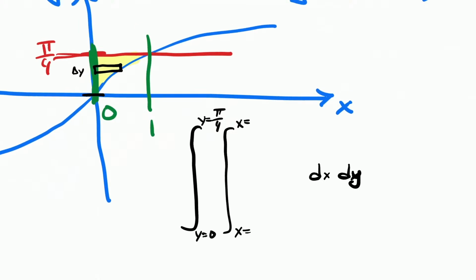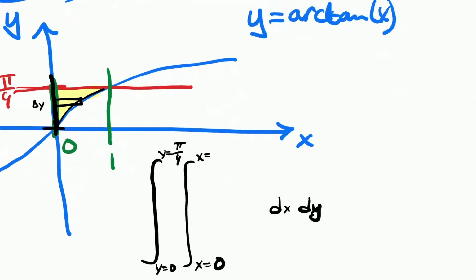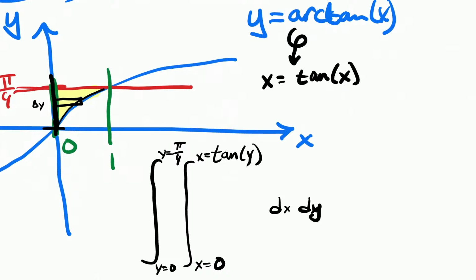Okay, but anyway, so then what's x? X starts at this green line here. So x starts at 0 and ends on this curve. So I need to be able to write this curve in terms of x being a function of y. We can do that. X is equal to the tangent. That's the opposite of arctangent. So tangent. So that's the way that's going to shake out.